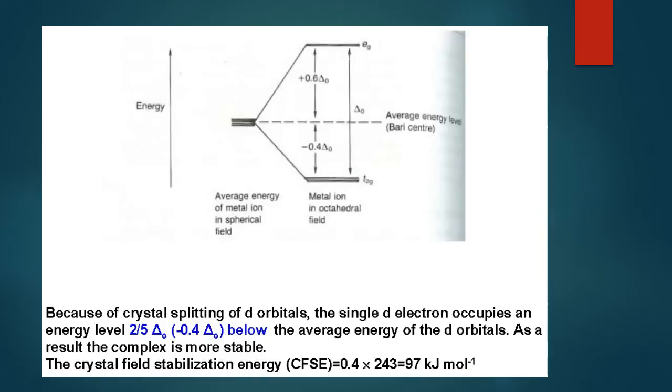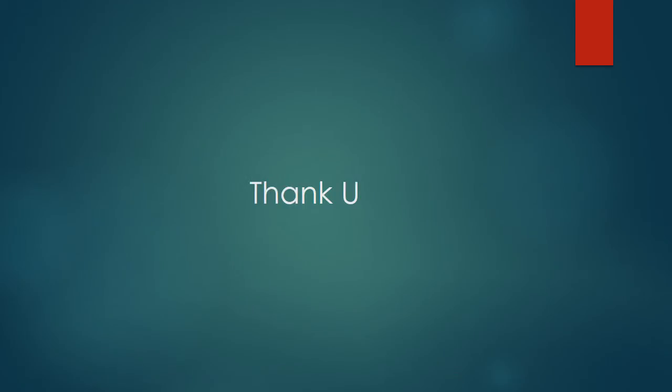Because of the crystal field splitting of d orbitals, the single d electron occupies an energy level 2 by 5th of the delta octahedral. The value is minus 0.4 delta octahedral. That is calculated from the CFSE formula. Now substituting the value of delta octahedral here, crystal field splitting energy is equal to 0.4 into 243. That is 97 kilojoules per mole. Thank you for your kind attention.